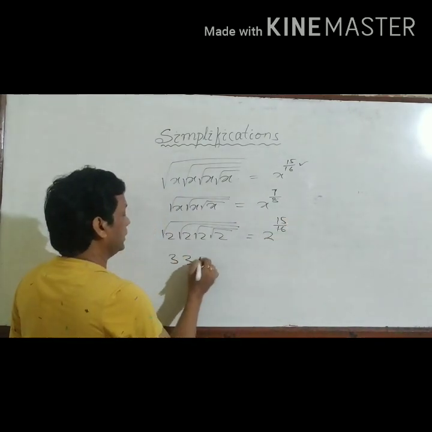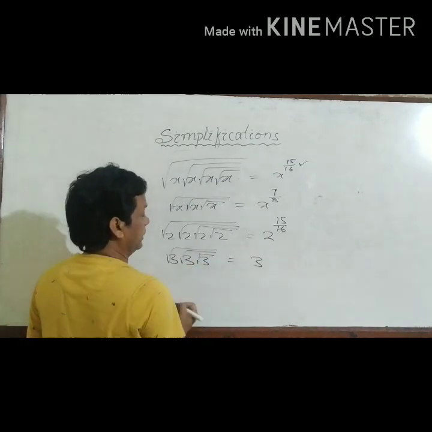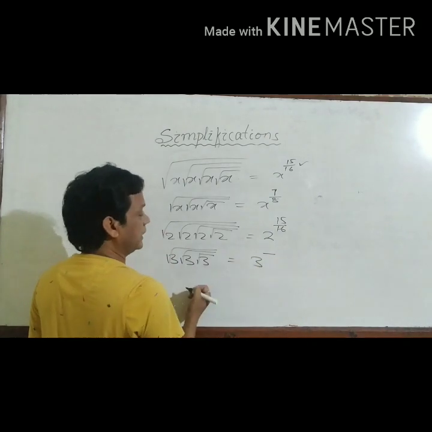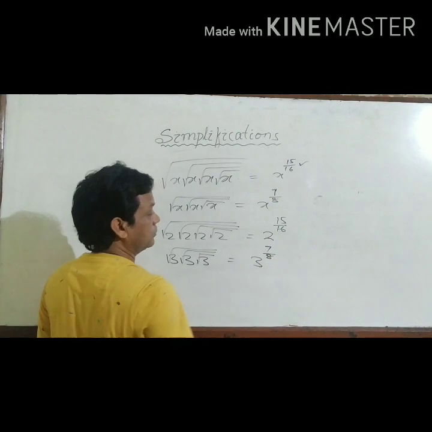And it will be 3, 3, 3 like this. And the answer will be 3 to the power... And how many square roots are there? 3. So 8, and 1 less than the denominator, 7. So 3 to the power 7 by 8.